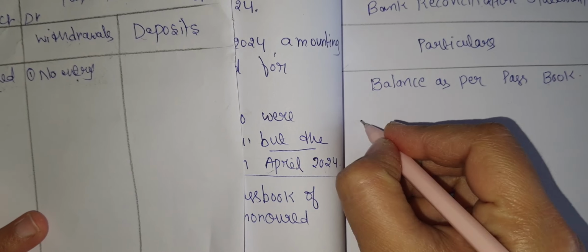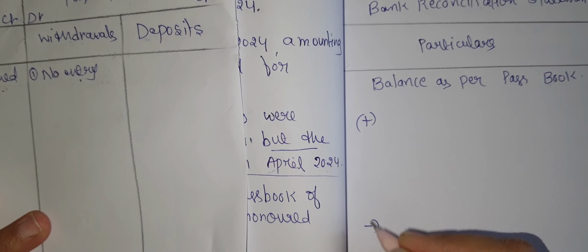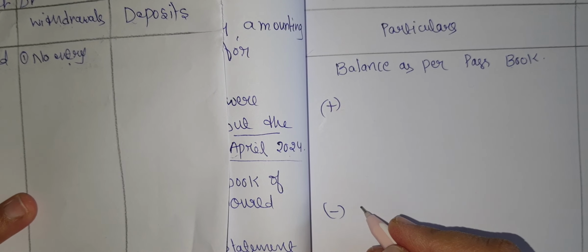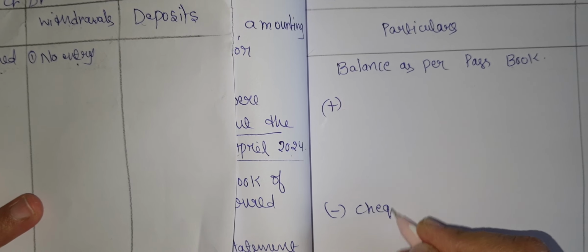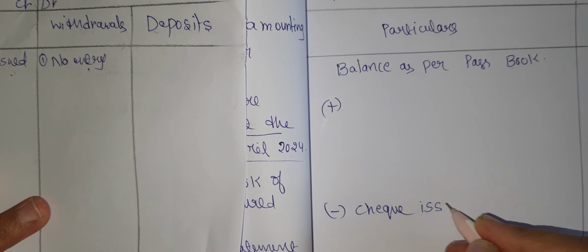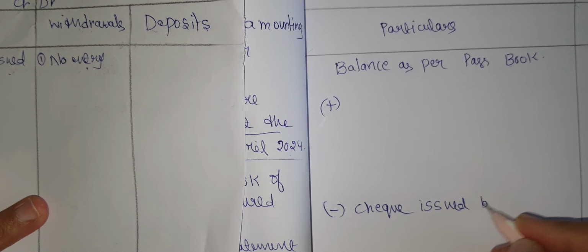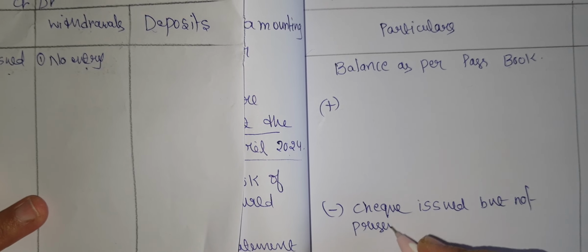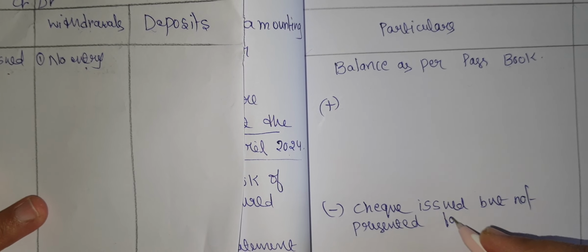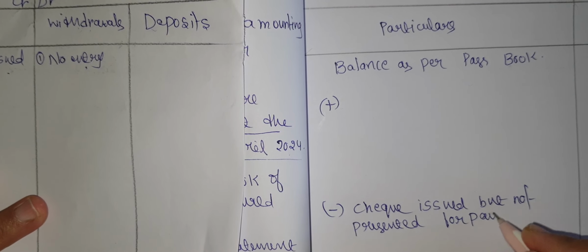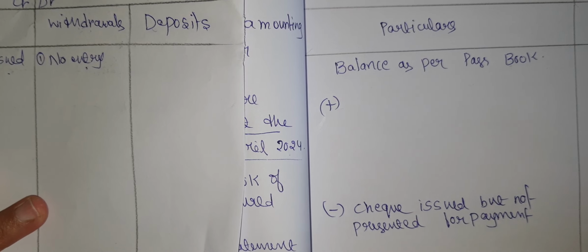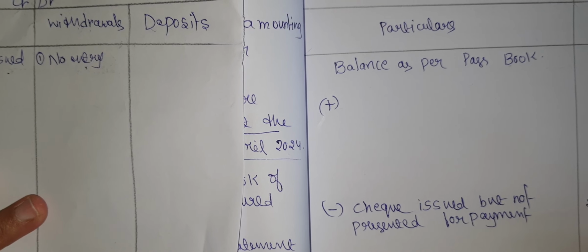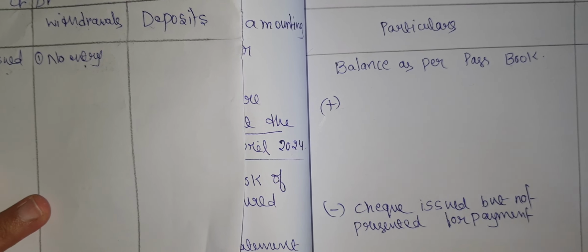See, write down here, that is check issued but not presented for payment, that is rupees 25,940. Write down in the inner column, that is rupees 25,940.